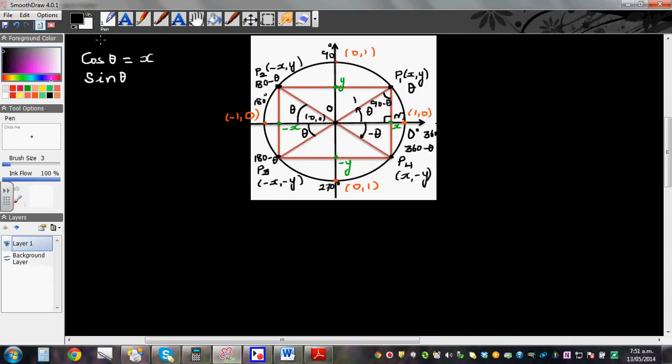In triangle P1OM, cos theta is adjacent over hypotenuse. Basically this is x and this is y. So I can say cos theta is x and sine theta is y. In other words, when a particle has moved theta degrees in a unit circle, the x coordinate is cos theta and the y coordinate is sine theta.